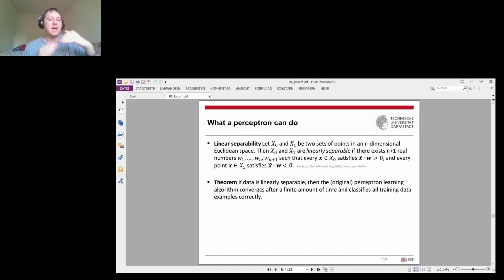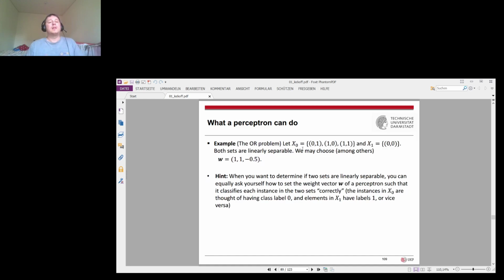Can we put a hyperplane between these two sets such that all points that belong to one of the sets are on one side of the hyperplane, and all of the other points that belong to the other set are on the other side of the hyperplane, right? So that is what it means for two sets to be linearly separable. So let's make an example.